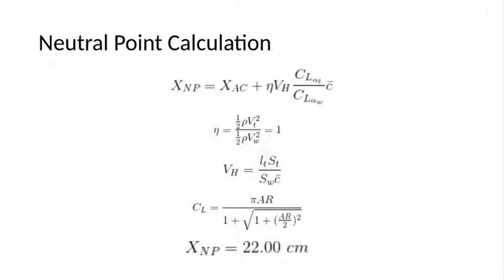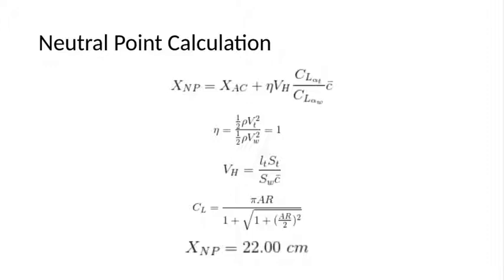Also, we've assumed that eta is equal to 1 because the free stream velocity at the tail is pretty much equal to the free stream velocity at the wing. And also V_H is equal to the distance of the aerodynamic center of the tail from the aerodynamic center times the planform area of the tail over the planform area of the wing times the chord of the wing.